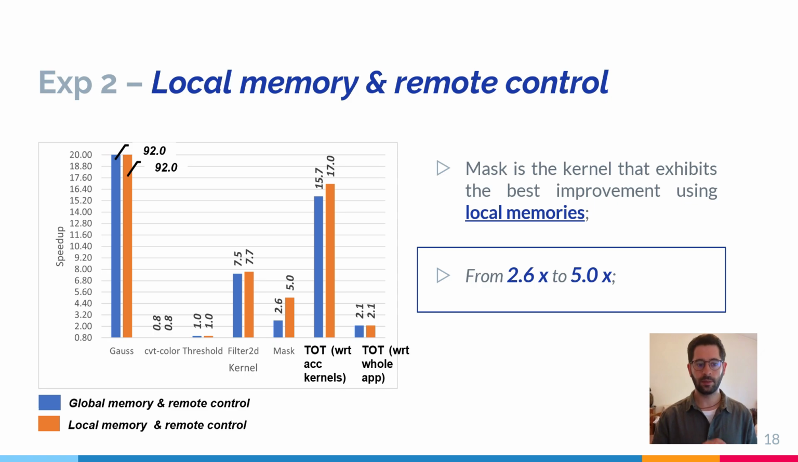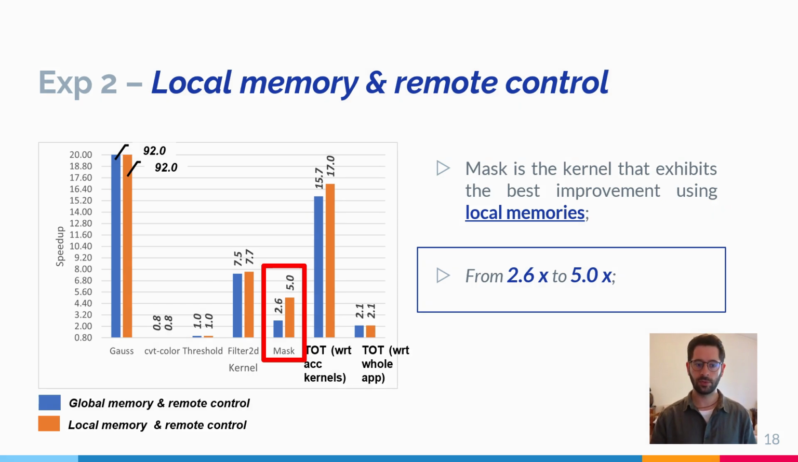Here the orange bars represent the second architectural template, where all the kernels access a local shared memory inside the FPGA that is implemented using block RAM. Here we can notice an improvement, especially for the mask kernel, where its speed up is almost doubled, from 2.6 to 5 times. The accelerators that are memory bound gain the most from this optimization, compared to the kernels that are more compute intensive.